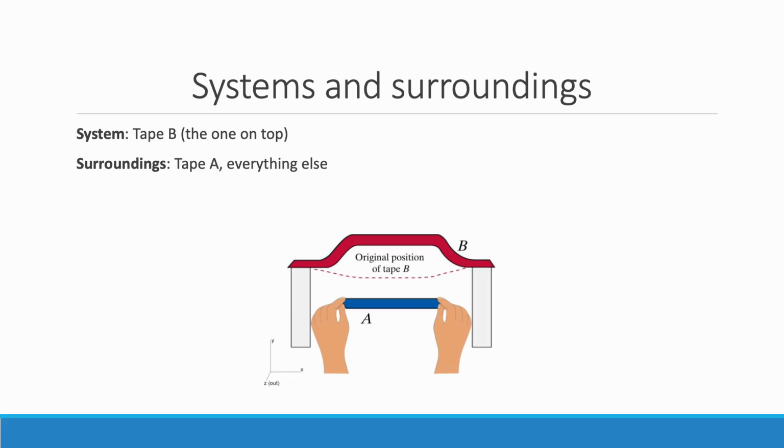And to create the system and the surroundings in this lab, first we have the system, which is tape B, the one on top, that is expected to move and repel, and the surroundings is tape A and also everything else, but we're really only looking at the influence of tape A, which is the one that we're holding up.